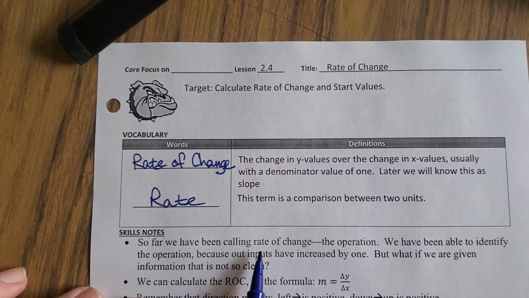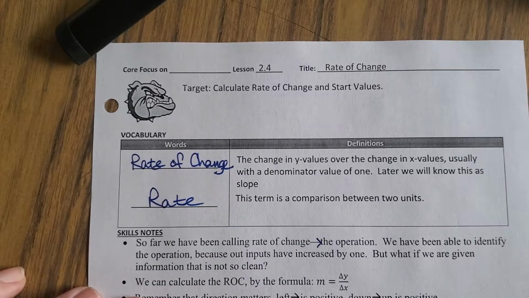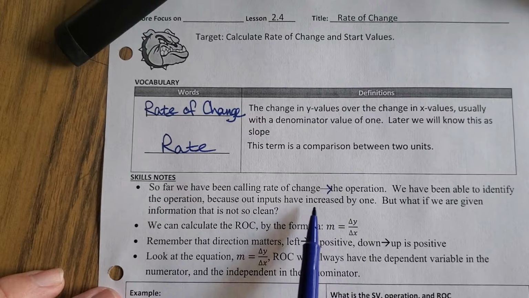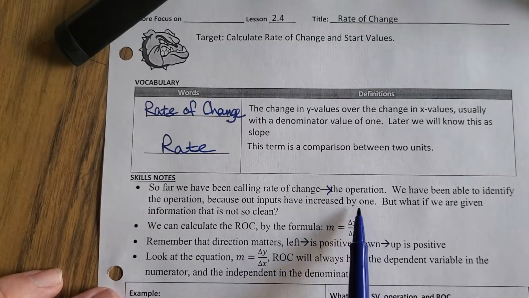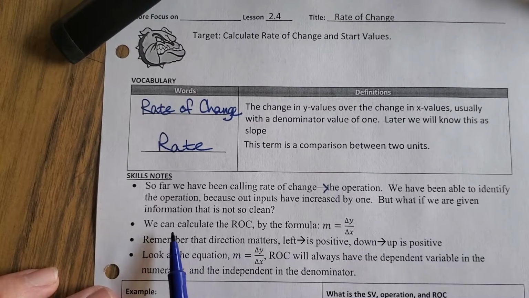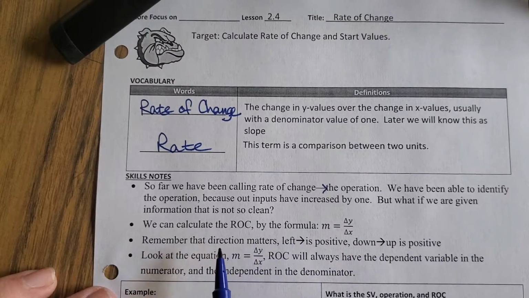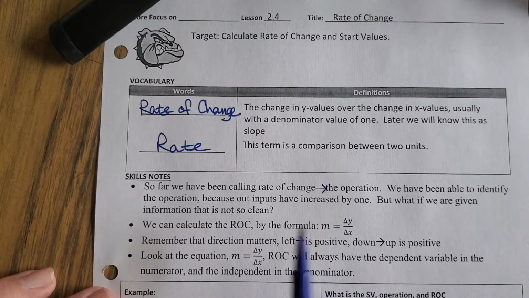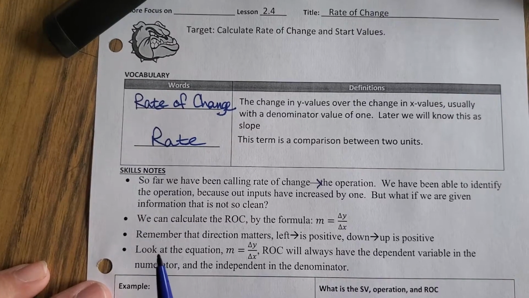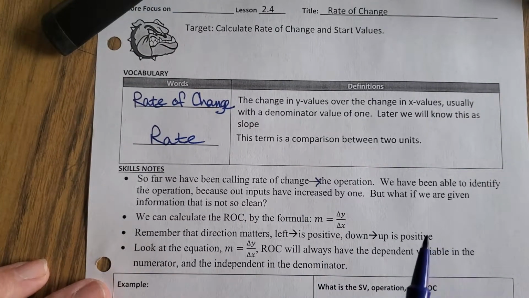So far, we've been calling rate of change the operation. We've been able to identify the operation because our inputs have increased by only 1, so we can see how much it's either going up or down. But what if we are given information that is not so clean? What if our only inputs go up by 2 or 3 or 4, or they go up in quantities that are not consistent? Well, we can still do something about that.